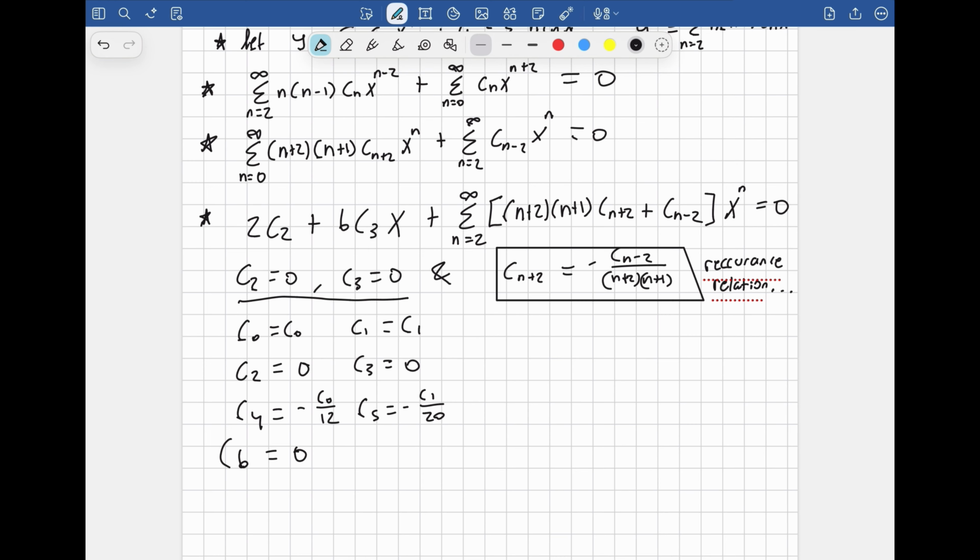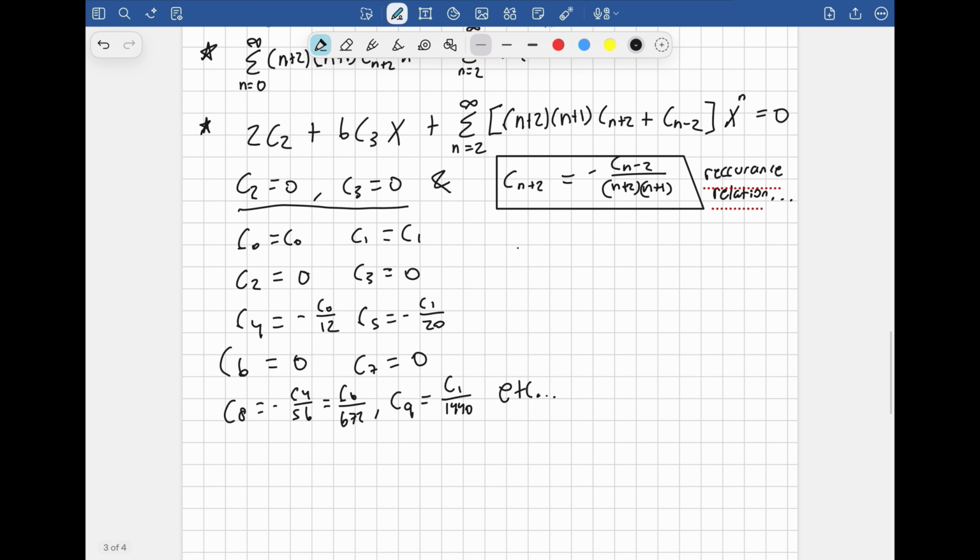C6 is going to equal 0. C7 is also going to equal 0. C8 equals negative C4 over 56, which, looking up here, we can see is equal to C0 over 672. And C9 is going to be equal to C1 over 1440 after doing the same algebra, etc.